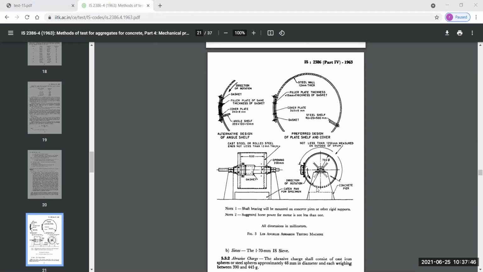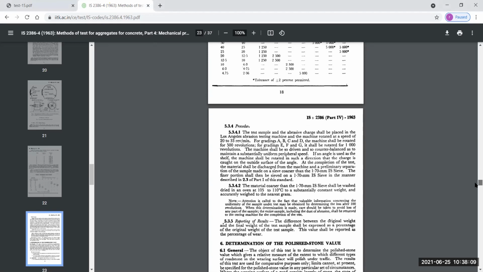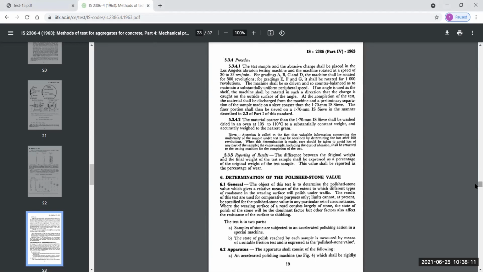So this Los Angeles testing machine is fitted on our concrete pier. So this is the dimension. Here I show all the dimensions of our Los Angeles testing machine. Next I discuss how we perform it and what the procedures are. So first I discuss.